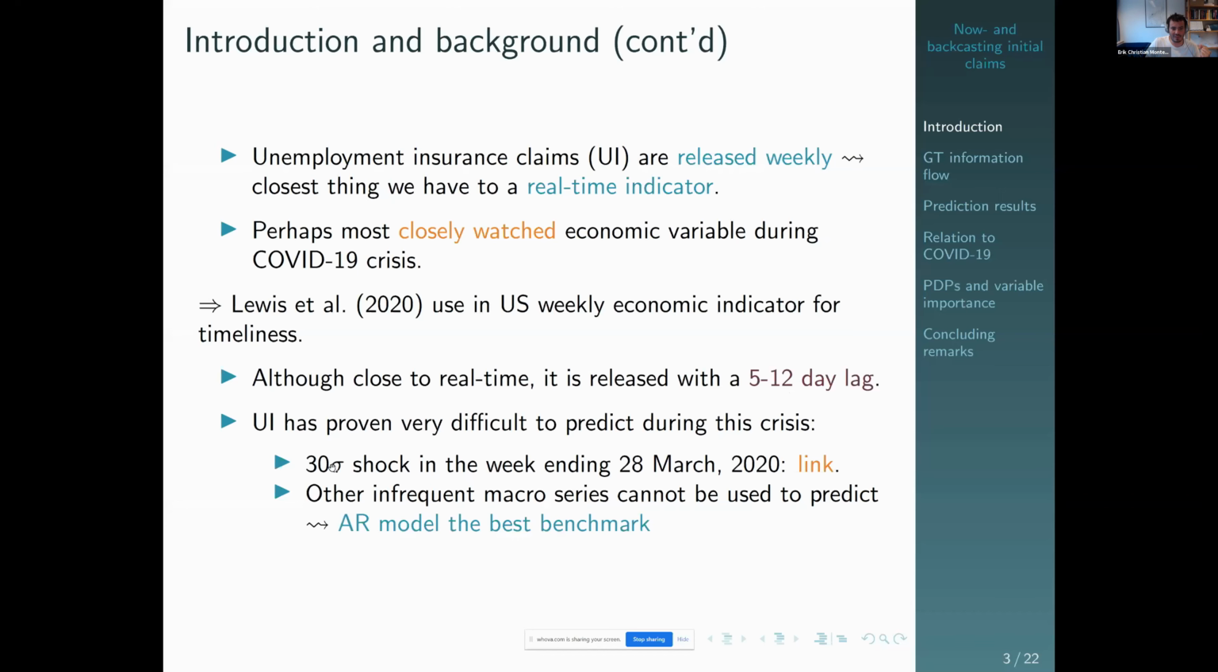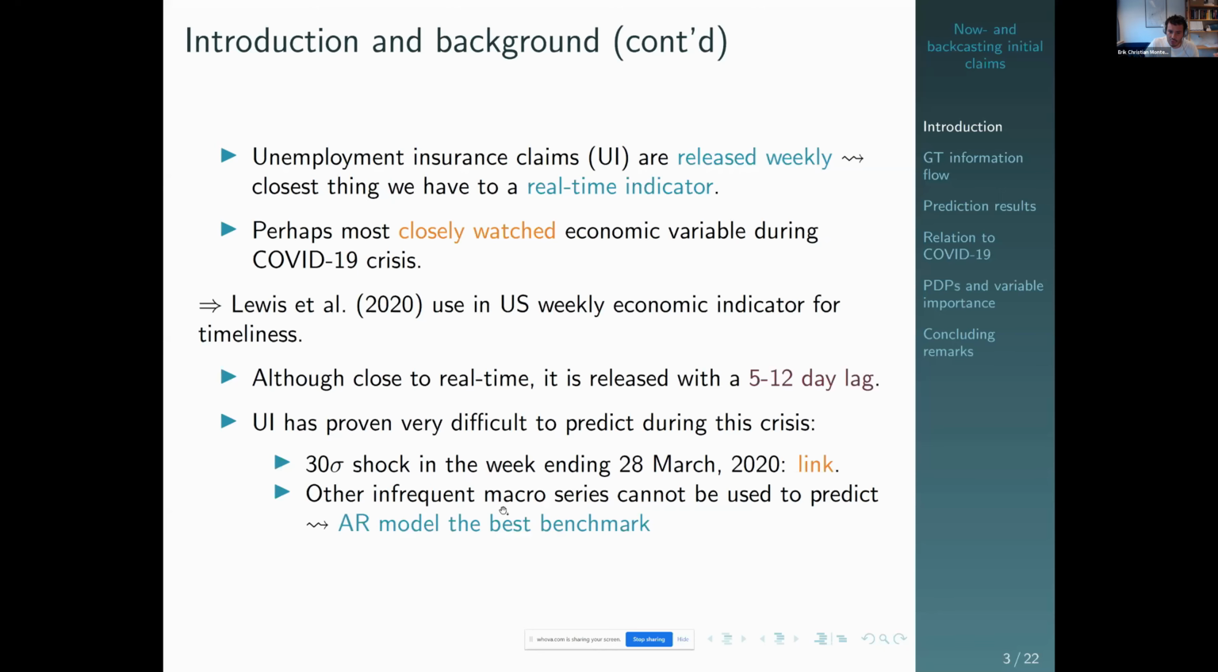And we have to remember that, for example, the release for the week ending the 28th of March was basically a 30 standard deviation shock. And you can think, okay, well, is that even a stationary variable? Well, we consider it stationary, but it's crazy to think about the size of this shock. Basically, the whole economy went into lockdown. Everybody was suddenly fired and looking for jobs. And predicting the size of this shock was quite important.